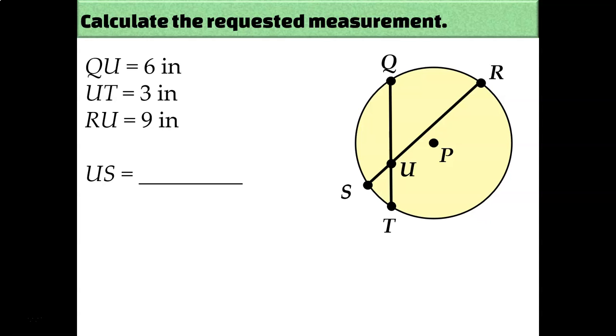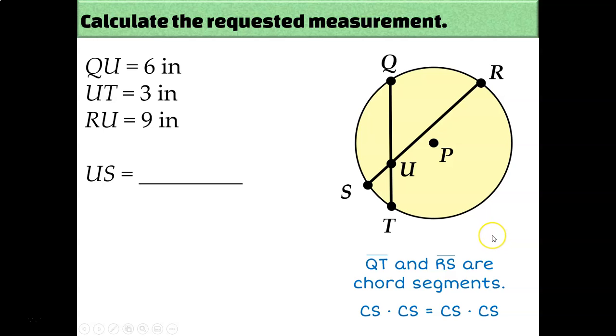The first thing you need to do with all of these types of examples is identify what kind of segments you're looking at. And since these are segments that intersect inside of the circle, each of these segments connect 2 points on the circle, but they don't extend outside of it. These must be chords. And what we know about chords is that you can multiply the 2 chord segments together for one chord, and that'll be equal to multiplying the chord segments of the other chord.